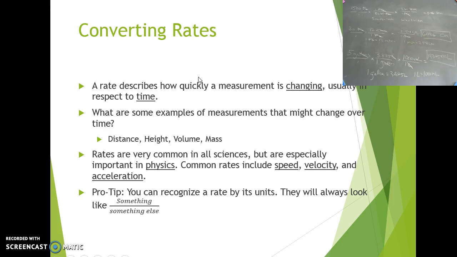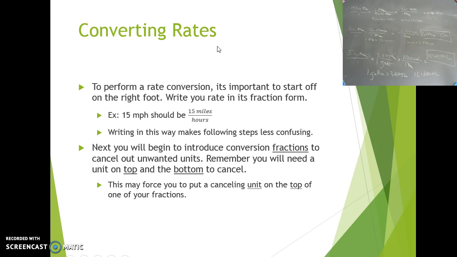Rates are very common in all sciences, but very much so in physics. Common rates include speeds, velocities, and accelerations. If you're ever asked to identify a rate, you can really easily tell by looking for units that look like something over something else. In that case, you will almost always be dealing with a rate, especially when that something else is a time. So let's look at how we actually go about tackling some of these problems.